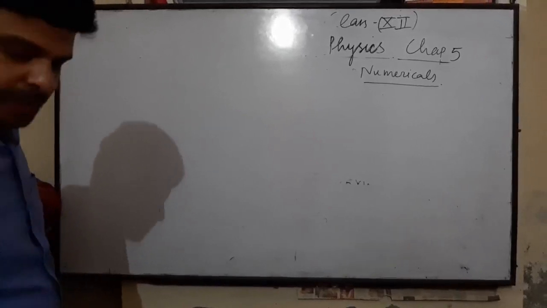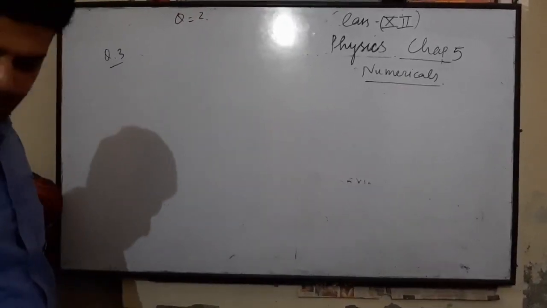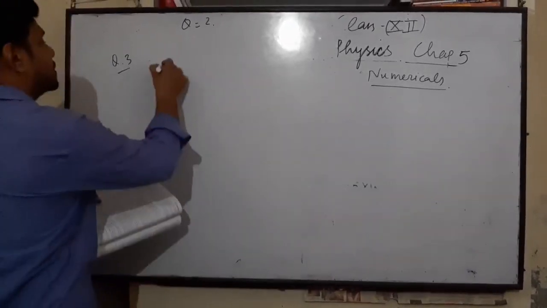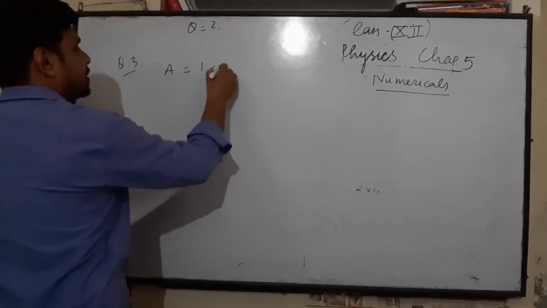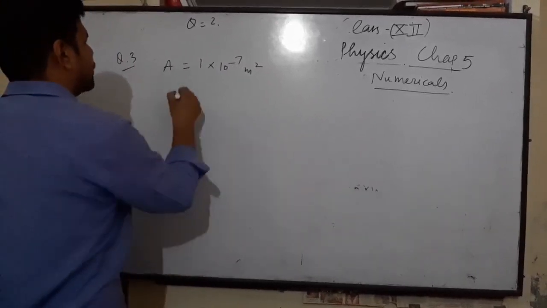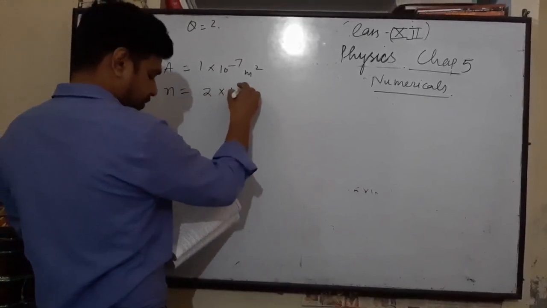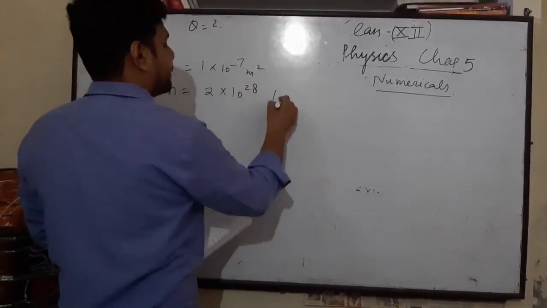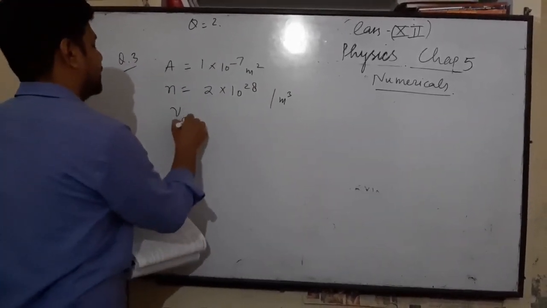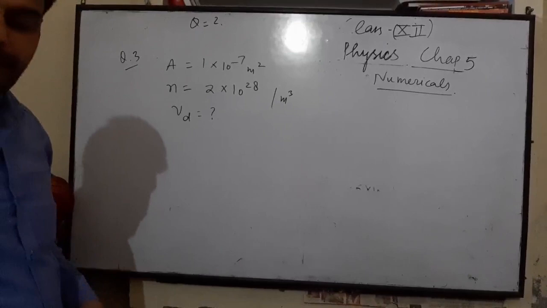Now we will do question number 3. Question number 2 you will do yourself in your homework. Question number 3: the cross section area of a wire, A, is equal to 1 into 10 to the power minus 7 meter square. And the free electron density, small n, is 2 into 10 to the power 28 per cubic meter. What will be the drift velocity? We have to find Vd for a current of 3.2 ampere in the wire.